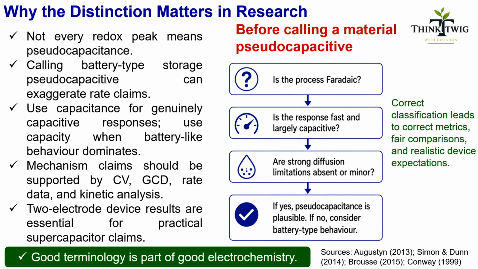When writing a paper, terminology is not decoration. If the mechanism is classified incorrectly, the metric may also be inappropriate. The comparison with literature may become unfair, and the device expectation may become unrealistic. So, the sentence at the bottom is worth remembering. Good terminology is part of good electrochemistry.